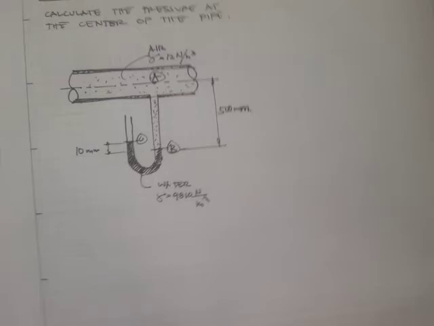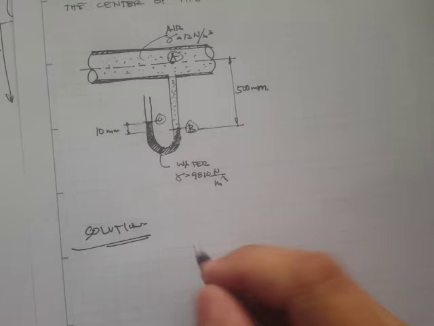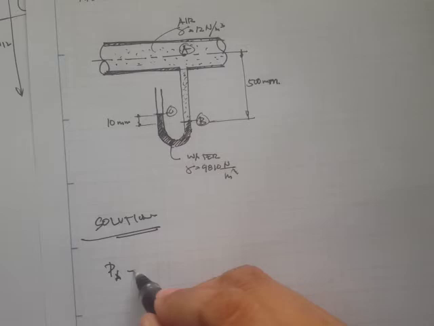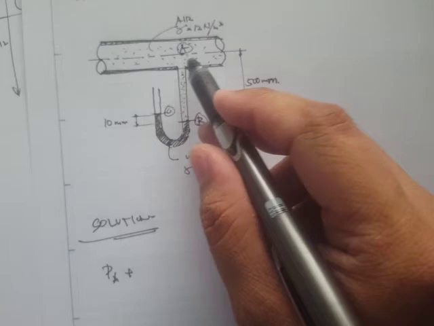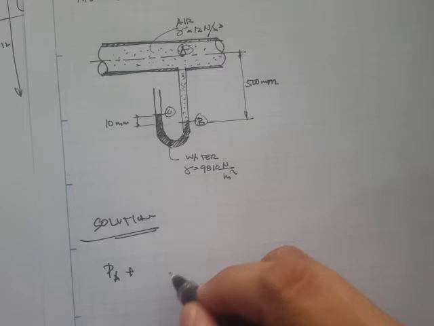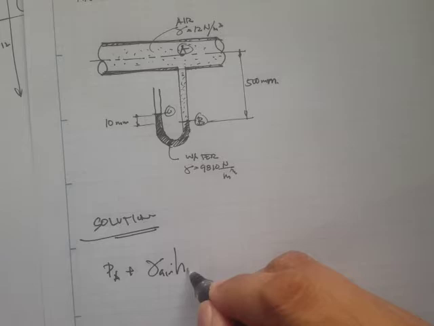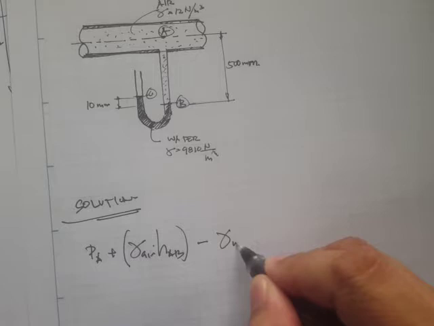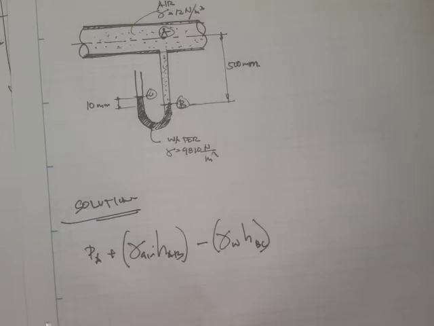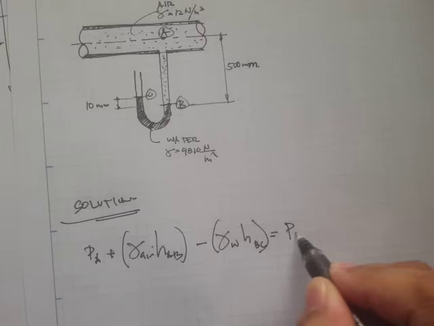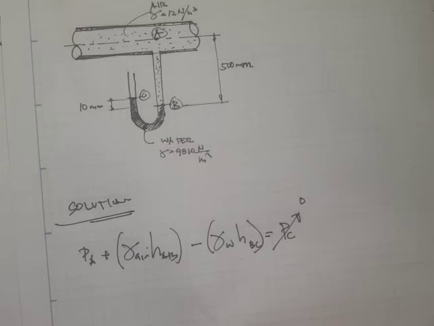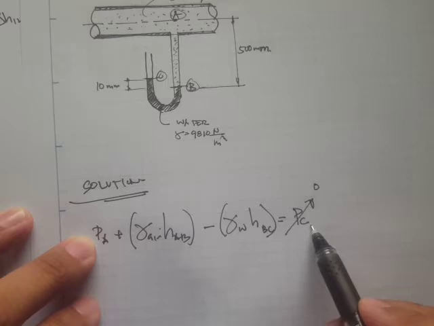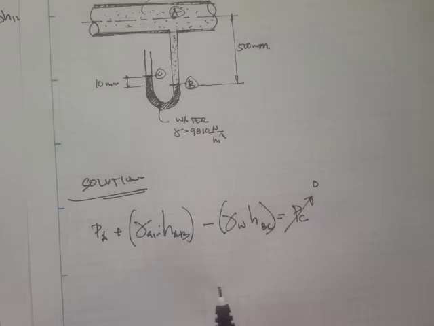Okay, so solution. Okay, so starting from point A, we have P sub A, right, plus the unit weight of the fluid here, which is just air, times the H AB, right? So that's going down, and then we are going up, so minus the unit weight of water times the height from B to C, right, is equal to P sub C. However, our P sub C is just zero. Or you can just write this P sub C on the left hand side, and that's going to be negative. So that's going to be the pressure difference. Okay, so this one is just zero.